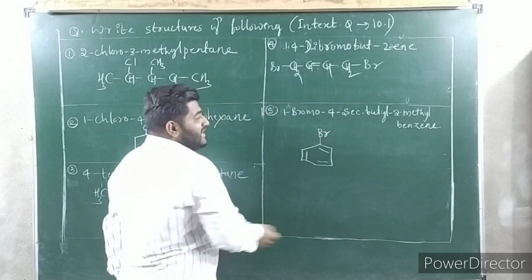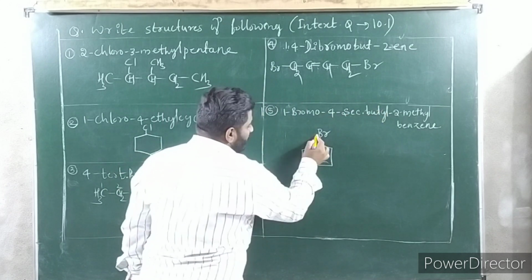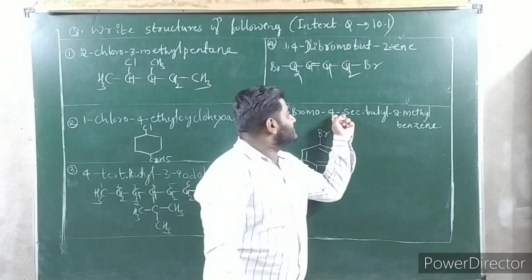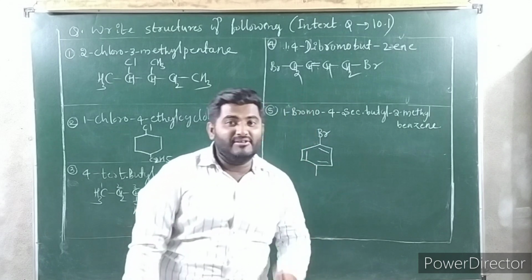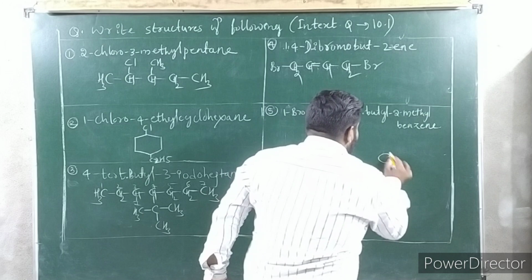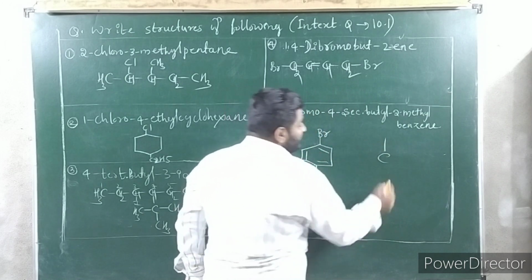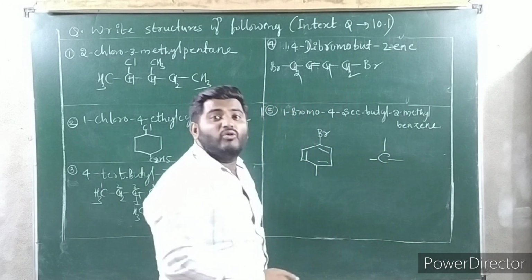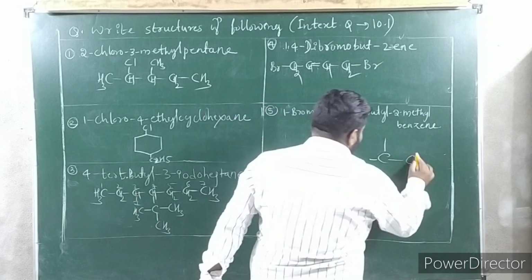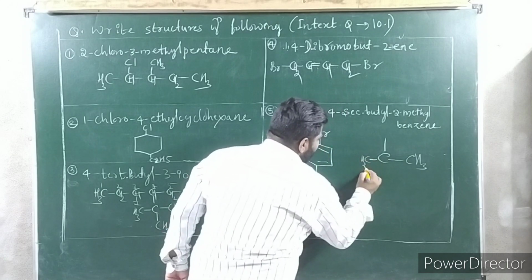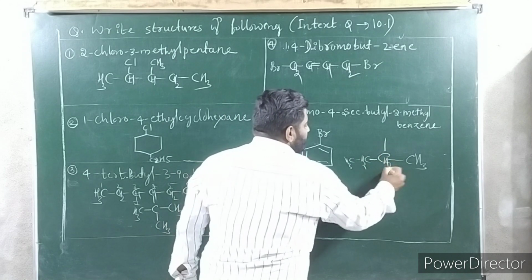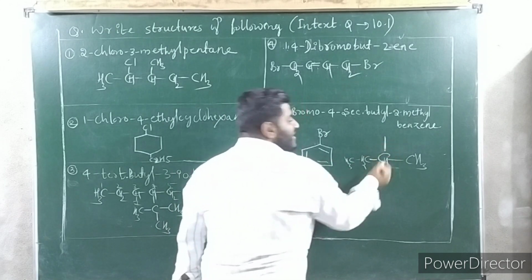1 bromo. Okay. Then 4 secondary butyl. 1, 2, 3, 4. This position we have to add. Which group we have to add? 4 secondary butyl. Secondary butyl means in the previous class we studied. Secondary means what? Carbon should be attached to the functional group and that should have two more substituents. Butyl means 4 carbon. So here you can write CH3 and here you can write CH2CH3 with the propane. Second position there is a branching.